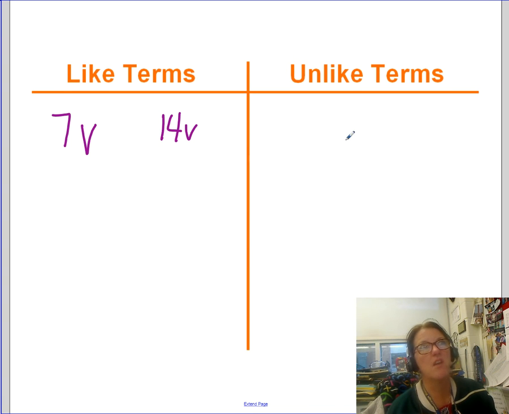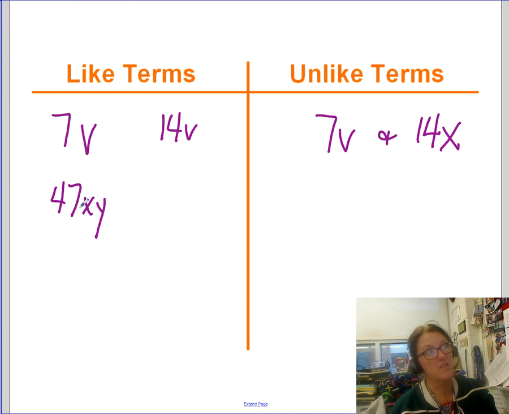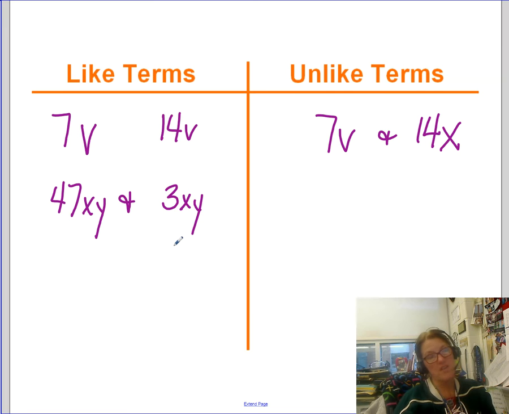Here are terms that aren't alike. 7V and 14x. Bzzzt, not alike. Do you see why? Different variables. What if I had something like 47xy? If I had 47 xy's, notice I have two variables here. That's okay. 47xy and 3xy. Those guys are alike.